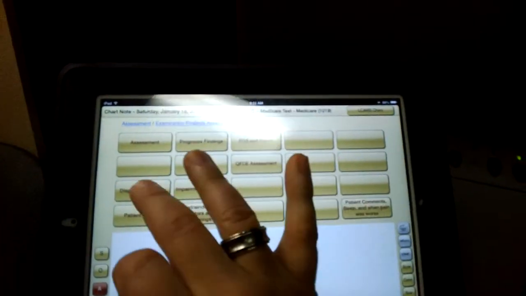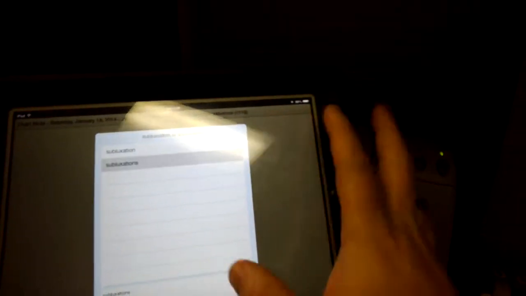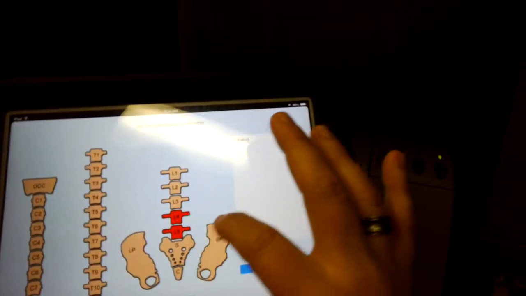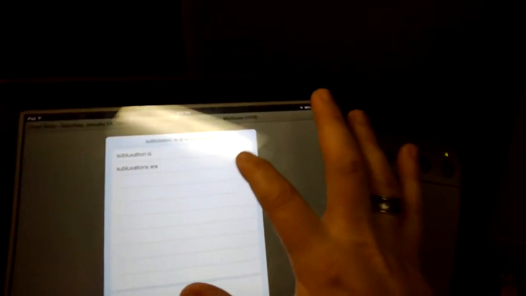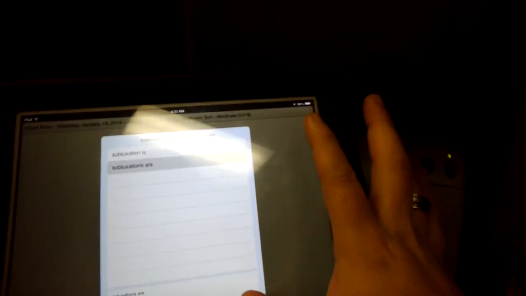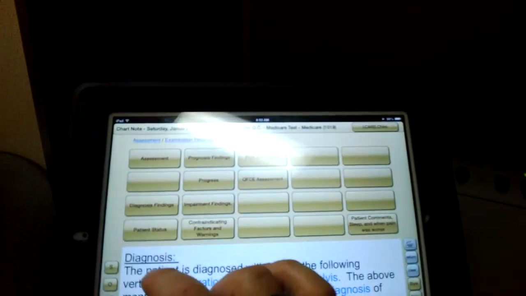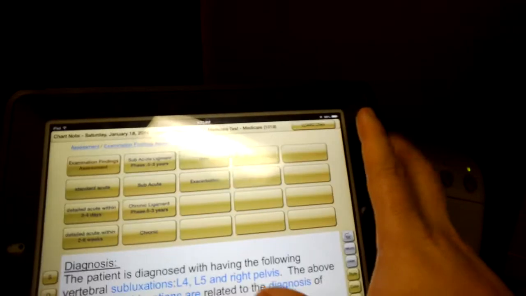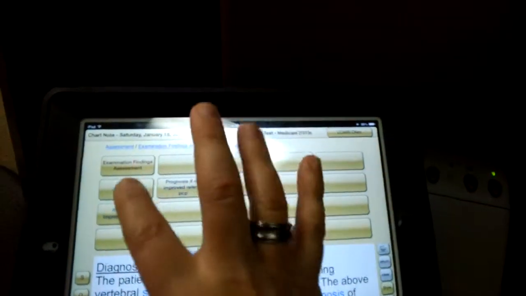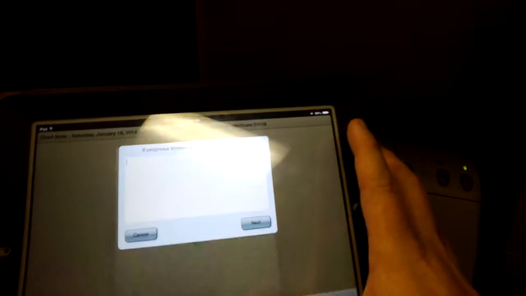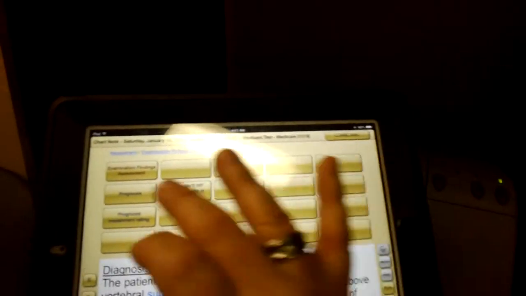We're going to say that in the daily assessment, they have a diagnosis. The diagnosis was not related to a sprain strain. They have multiple subluxations at L4, L5, right sacroiliac, and these subluxations are related to the diagnosis of low back pain. There is no sciatica. From there, we're going to come out of here and go under patient status. We're going to say that they're acute, they're under initial care, and that their prognosis looks fair to good. We're going to add any more comments of why it was fair.